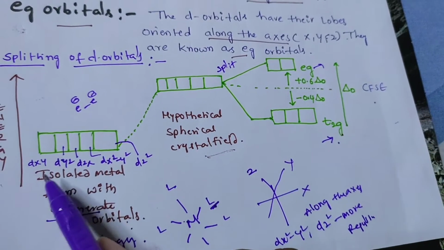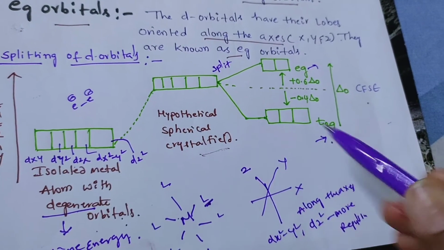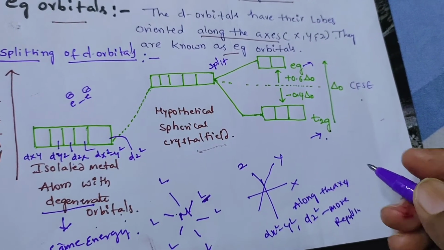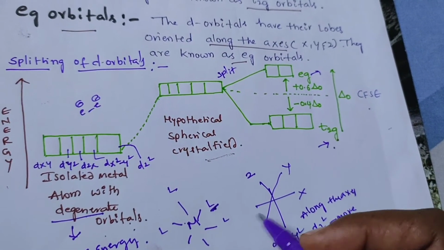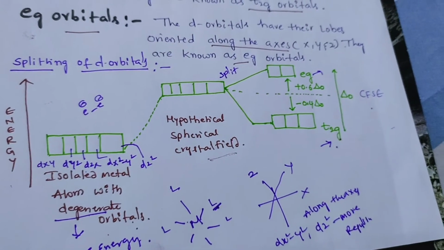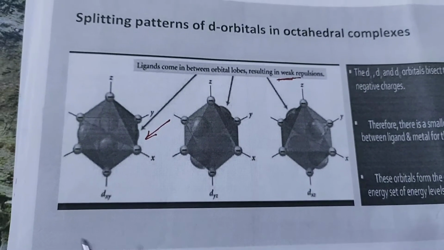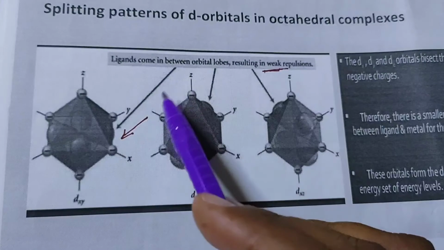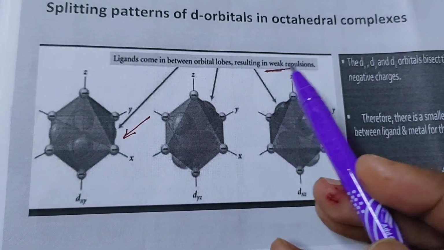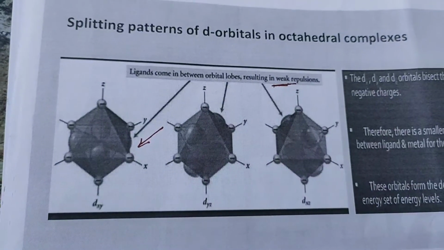Next, the dxy, dyz and dxz orbitals lie between the axes, so there is less repulsion due to interaction with the ligands, hence they have less energy and are called T2g orbitals. See here, these are the T2g orbitals dxy, dyz and dxz, so ligands come in between the orbital lobes, resulting in weak repulsions. Orbital lobes experience less repulsions.